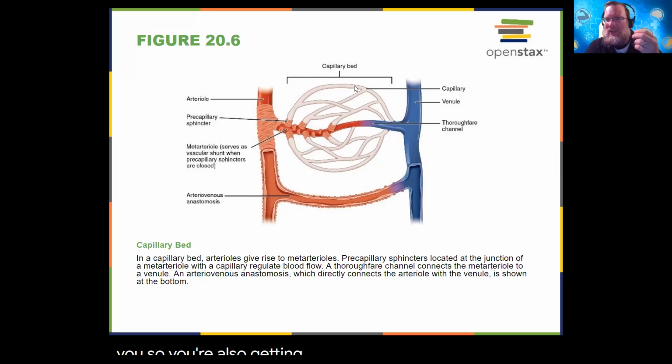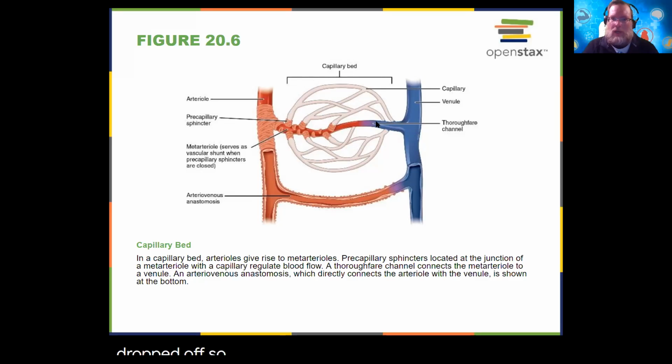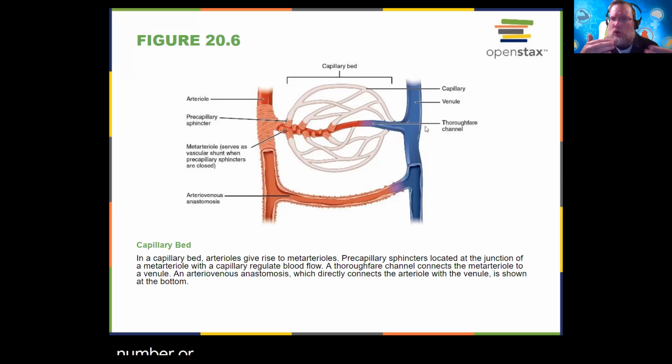You're also getting this is where glucose is going, so glucose has been dropped off. If we check the venous supply, depending on which area of the venous supply, blood sugar levels or blood glucose levels may not be an accurate number or determining factor for the overall delivery of the glucose.